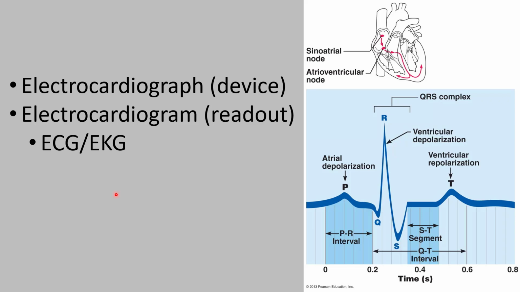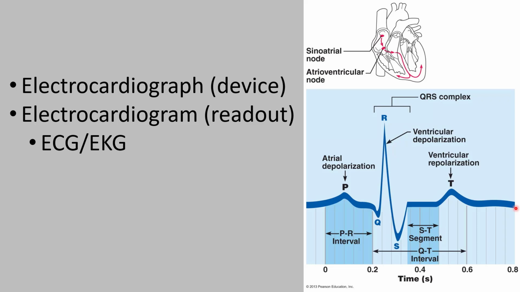Well, first, how do we get it? Well, the device, the heart monitor, is called an electrocardiograph. And it reads out either on paper or on screen to show us the electrocardiogram, which is what we see here. Now, the EKG or the ECG, electrocardiogram, this is not an action potential graph. That's not what we're looking at here.